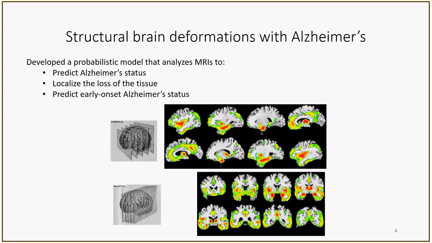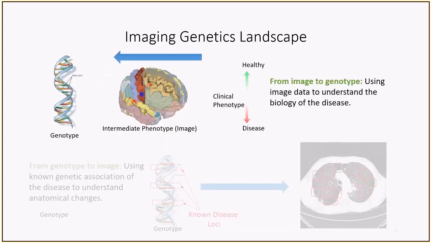This is why we and many other researchers have hypothesized that maybe the same information that helps us diagnose Alzheimer's disease may help us go back to the underlying biology of the disease and answer this question: where does Alzheimer's come from in the first place? How does the genetic variation between us increase or decrease the risk of Alzheimer's disease? That brings me to the landscape of interaction between imaging and genetics.